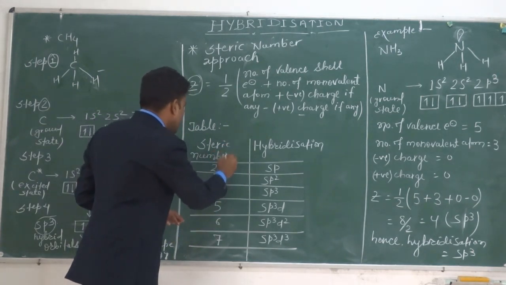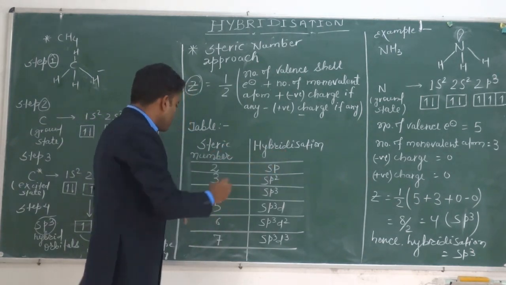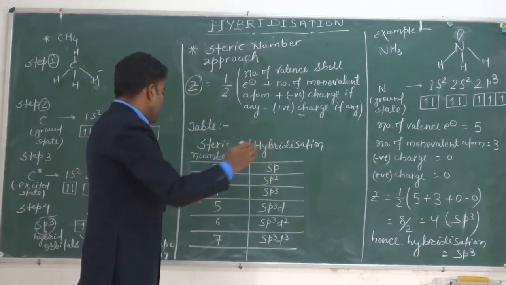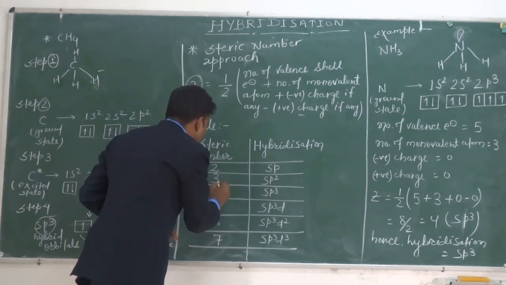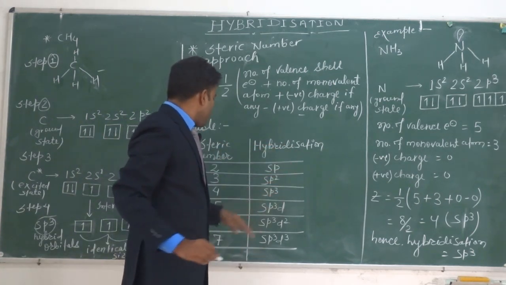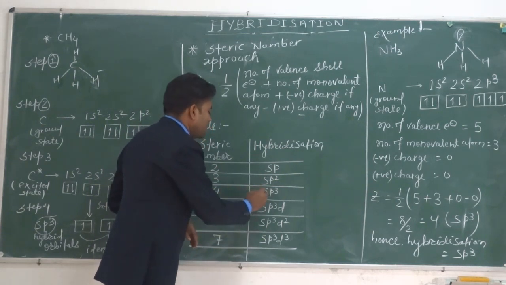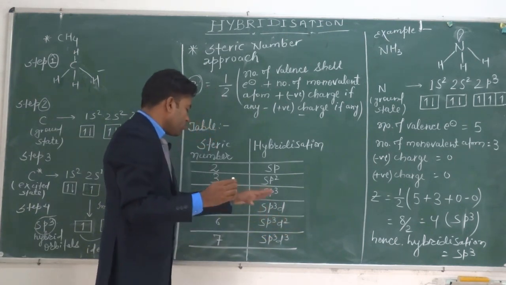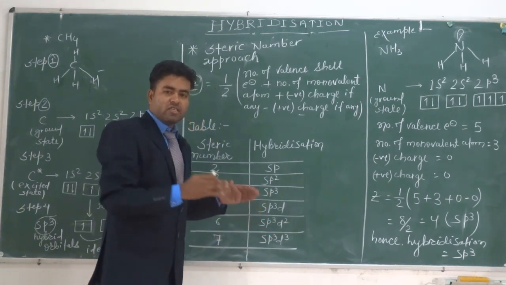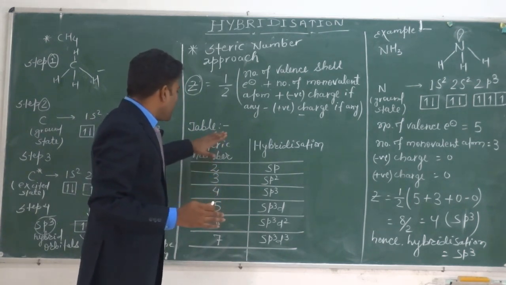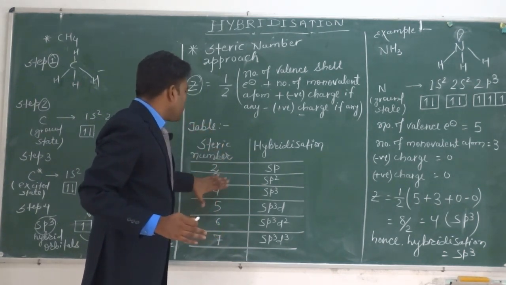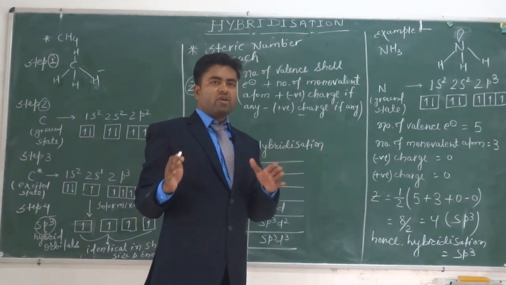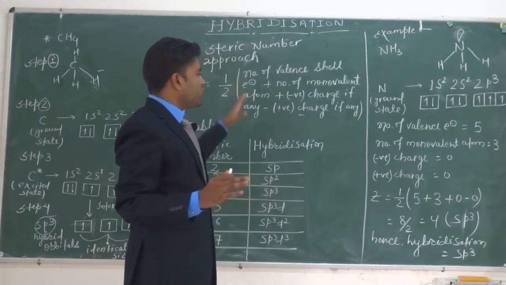So here we have written the steric number and hybridization. Corresponding to steric number 2, hybridization is sp, corresponding to steric number 3, hybridization is sp2, corresponding to steric number 4, hybridization is sp3, 5 is sp3d, 6 is sp3d2 and 7 is sp3d3. In this way we have written all the steric numbers and corresponding hybridizations. Now we will take an example to understand the steric number concept.